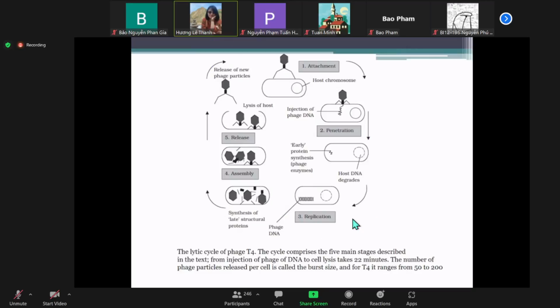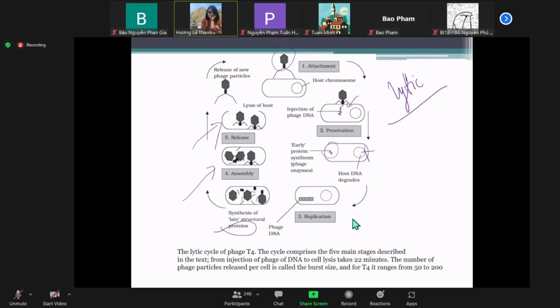So here is this complete process of the lytic pathway. One is the virus attaching to the host cell, injecting the DNA, and penetrating, followed by early protein synthesis. Here, the host cell DNA is degraded. The DNA of the virus replicates. They also synthesize the proteins. They assemble to make new viruses, and then they are released.